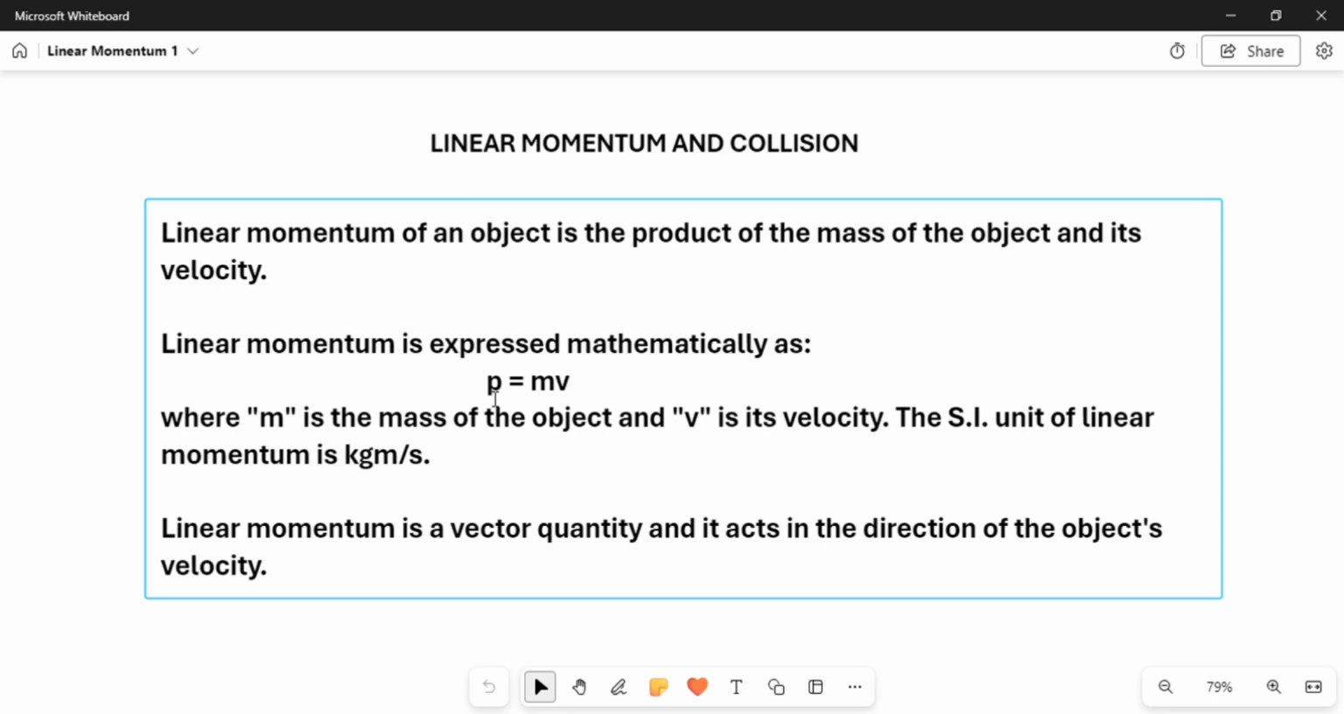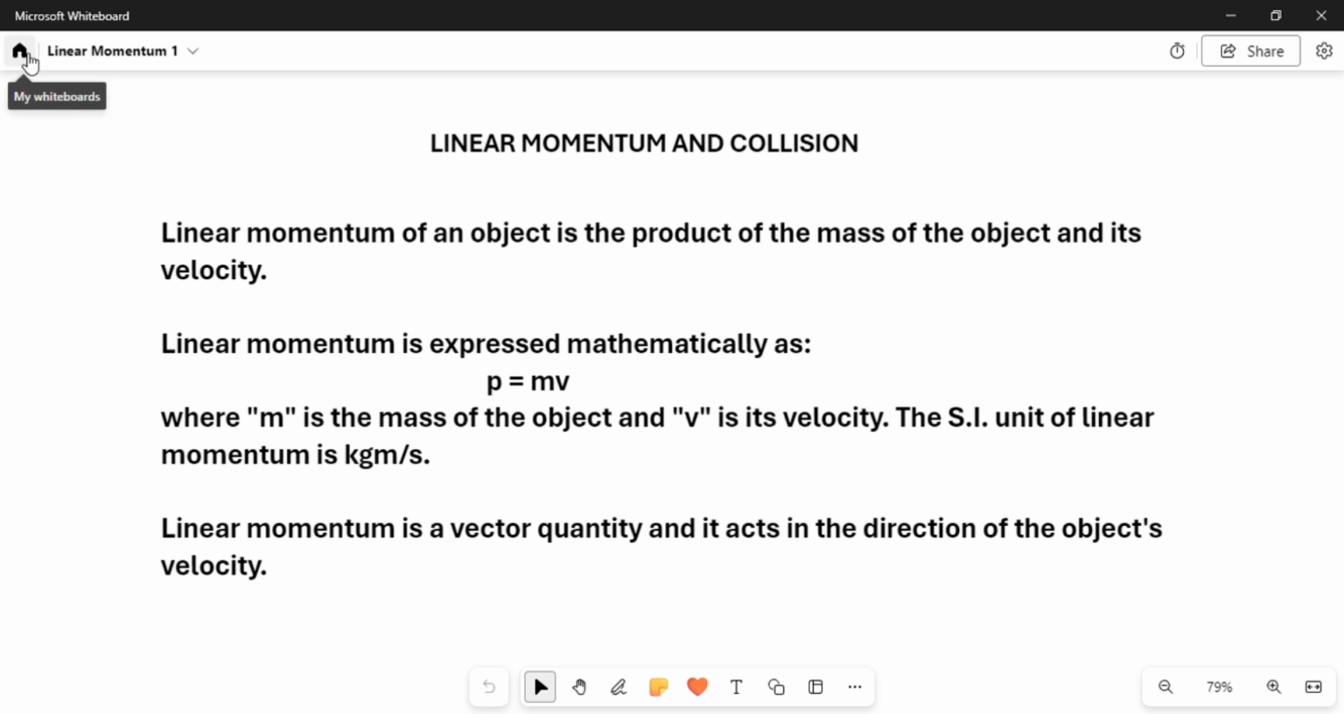Of course, the SI unit for mass is kilogram, the SI unit of velocity is meter per second, so that gives us a clear SI unit of linear momentum as kilogram meter per second. Of course, linear momentum is a vector quantity and it acts in the direction of the object's velocity.